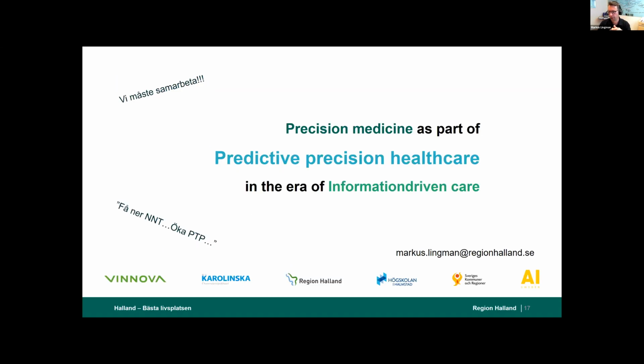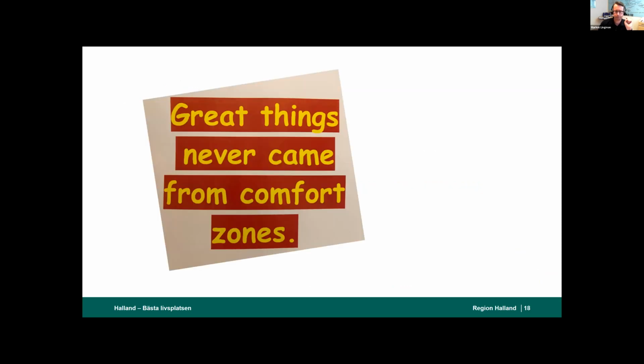So for us in Region Halland, this is a stepping stone towards predictive precision healthcare, where we take care of things before they happen in terms of adverse events for patients. And that's my final slide, and I will stop there.